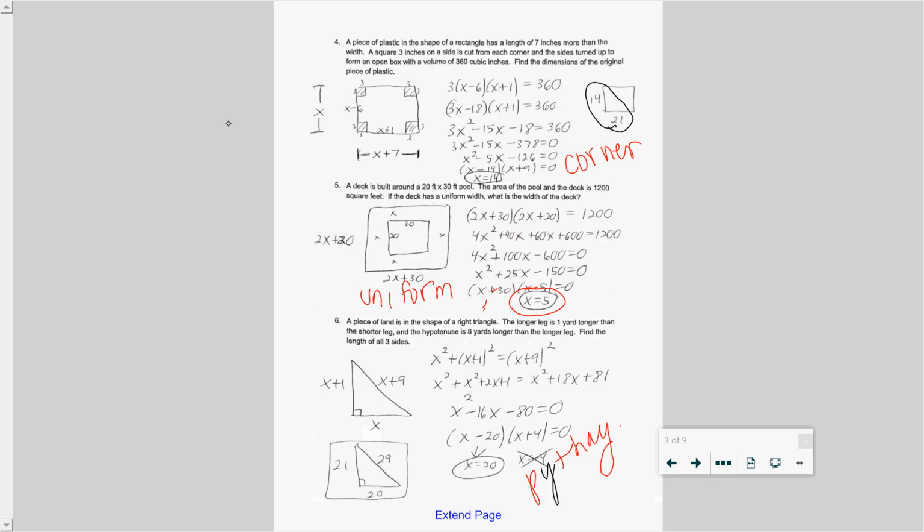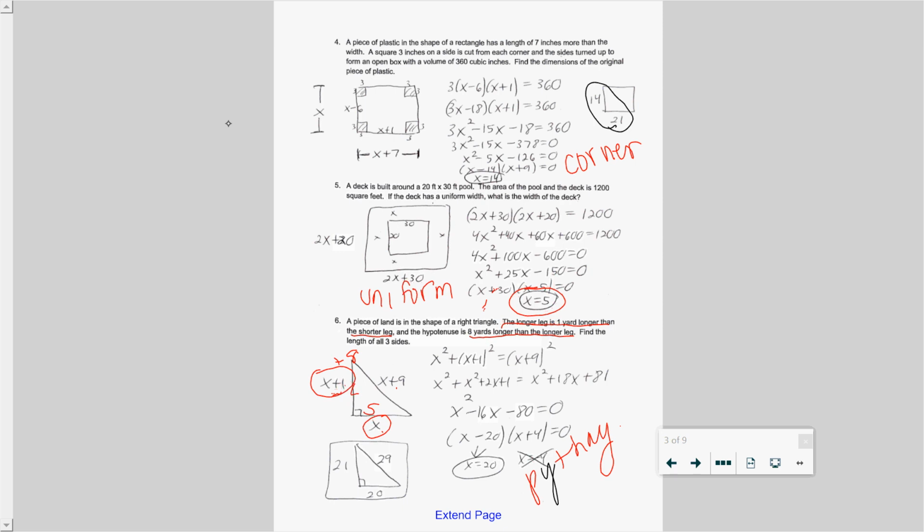Triangle one. Yep. Okay, so triangle one. It says the longer leg is one longer than the short. So this is short, I'll make that X. That one's longer than it, so it's one more than the short. So that's our X plus 1. And it says hypotenuse, 8 more than the long. So if this is the long, 8 more than that is going to be plus 8. That's why it's X plus 9.